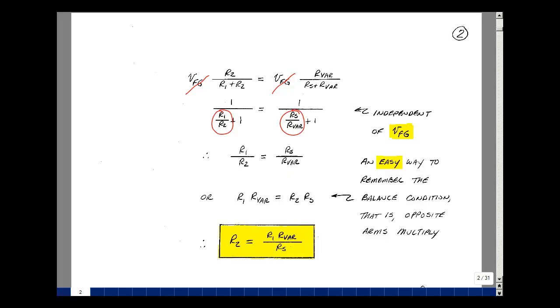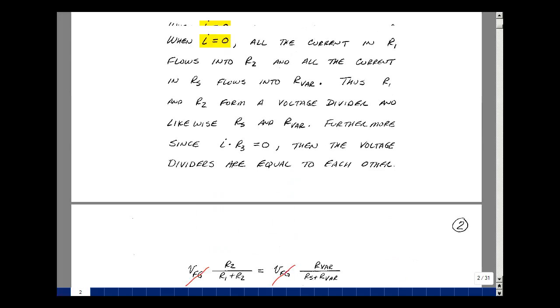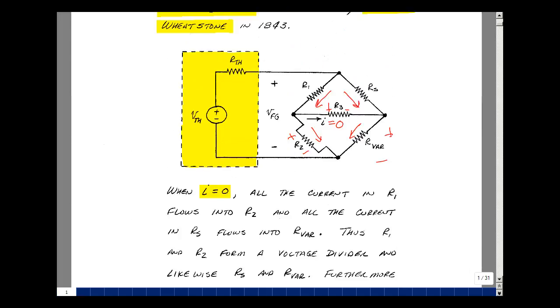Now, the balance condition is the following. If I were to cross multiply here, R1 times R variable is equal to R2 times R sub S. Now, I don't have to memorize this formula, but I like to know these things so that I can write them down quickly. And sometimes in lab, it helps me get through a problem or a calculation quicker. Now, what is this? If you go back and look at the previous page, we have a balance condition when we vary this resistor such that this current is equal to 0, and that implies that R1 times R variable is equal to R sub S times R sub 2.